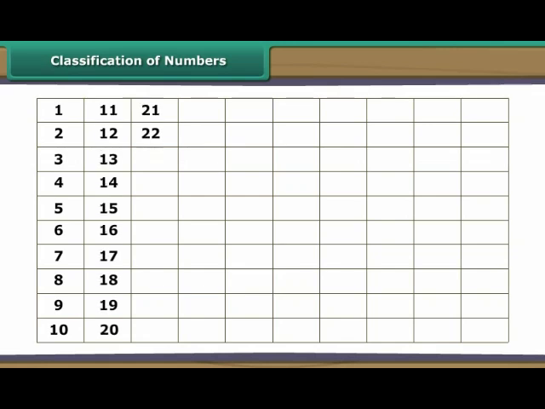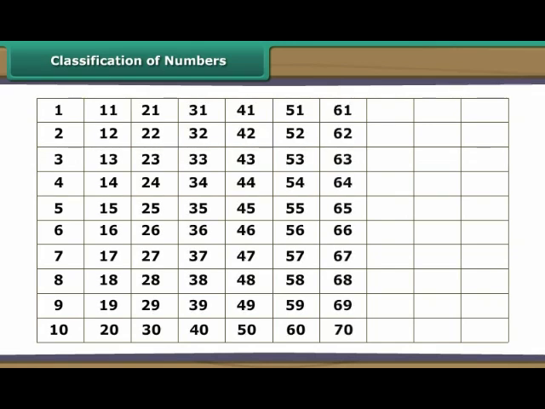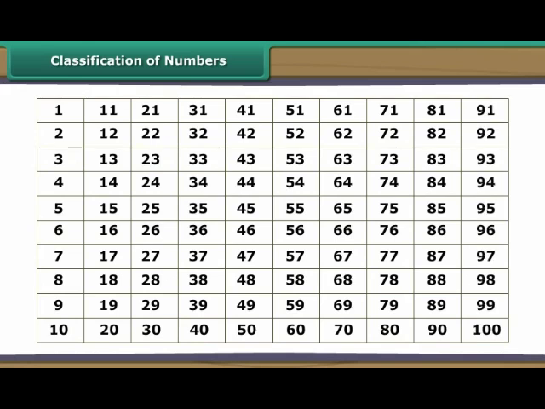We draw a table of 10 columns. In the first column, we list the numbers from 1 to 10. In the second column, the numbers from 11 to 20 and so on. Thus, in the last column, we list the numbers from 91 to 100. We cross out numbers that are not prime and circle those that are prime. 1 is not prime as it has only 1 factor.